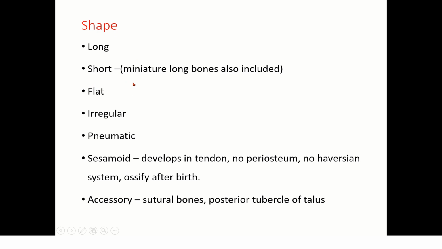Then short bones, miniature long bones. Then flat bones, like you can see the scapula, parietal bone. Then irregular bones, pneumatic bones, especially the maxilla, sphenoid, ethmoid. Then sesamoid bone, which develops in the tendon, and there will be no periosteum, no Haversian system, and it ossifies after birth. Patella is the largest sesamoid bone. Pisiform is also a sesamoid bone. Accessory bones like sutural bones and posterior tubercle of talus.